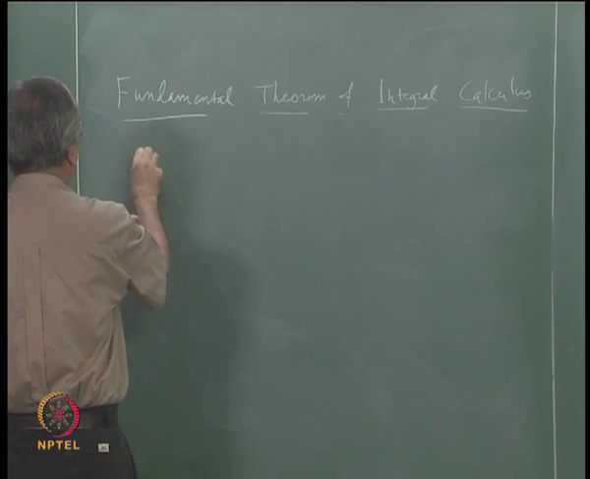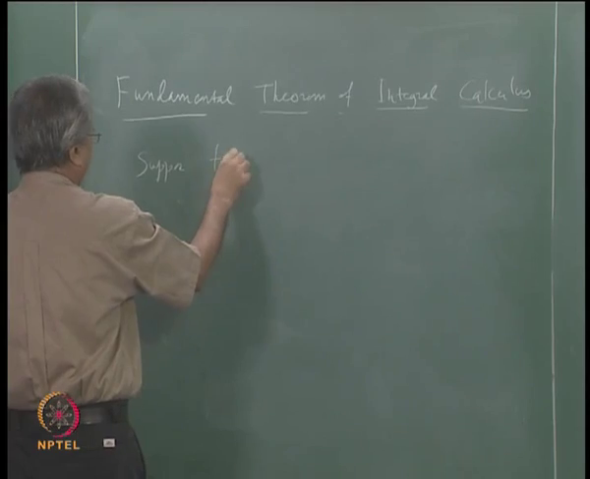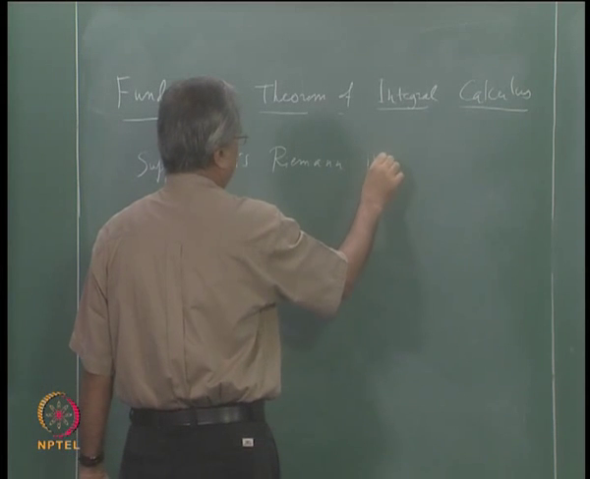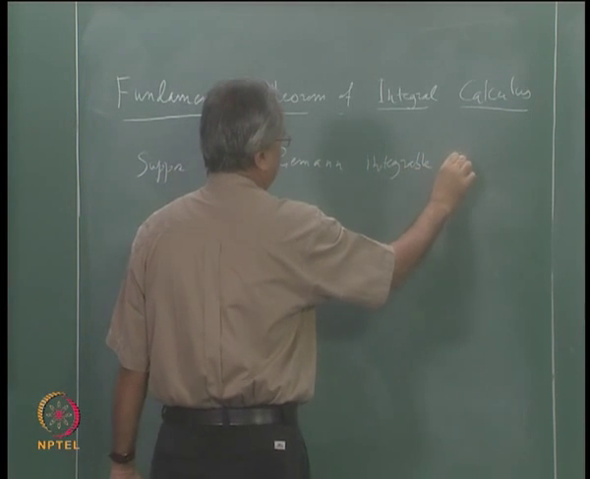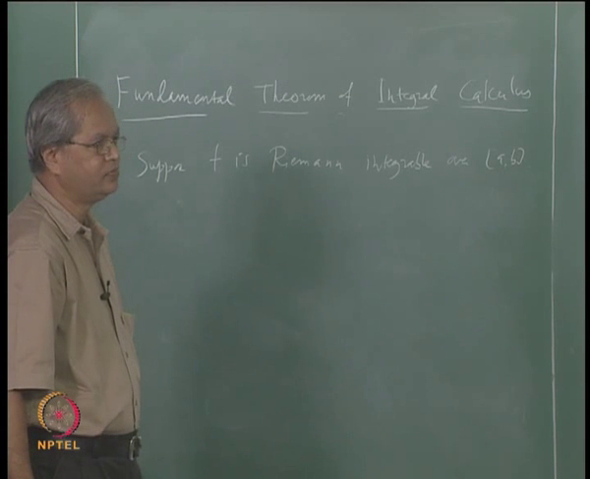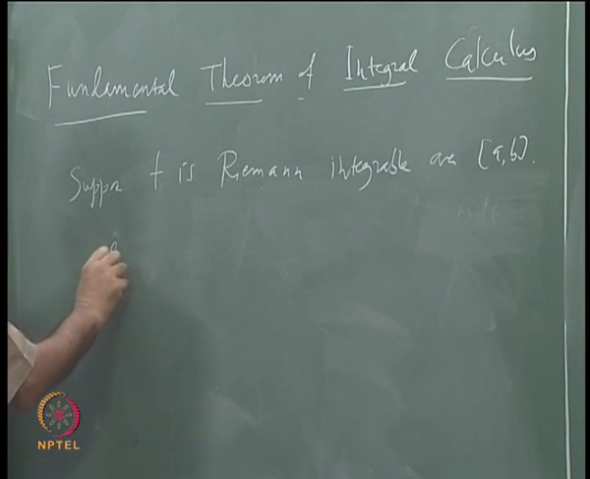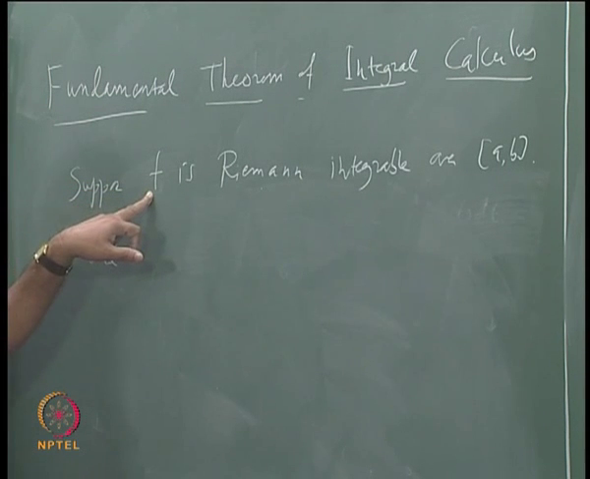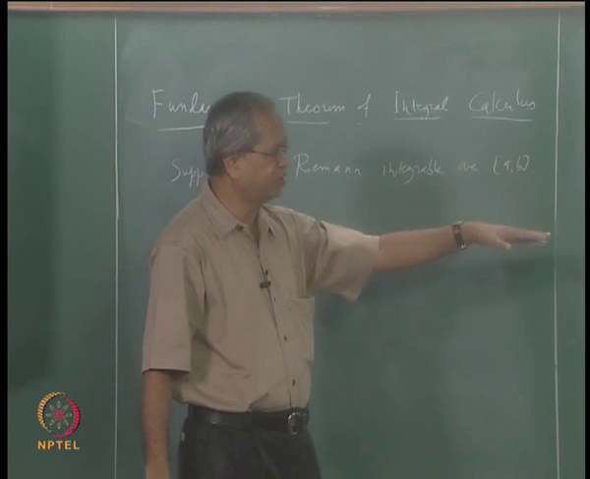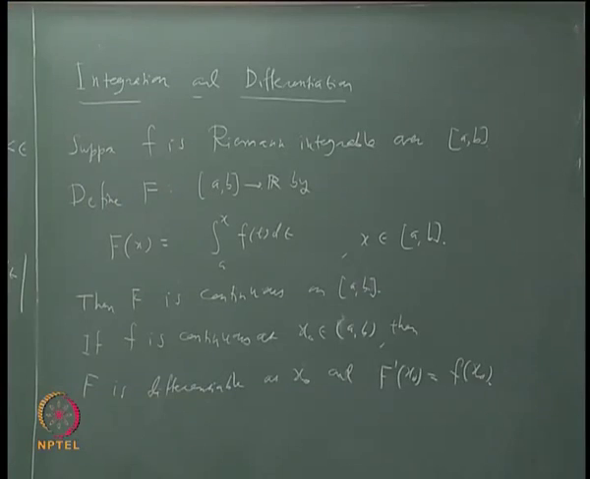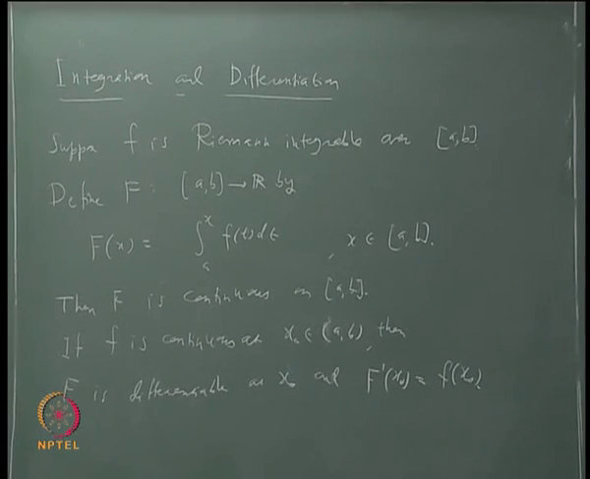Again, we start with an integrable function. Suppose f is Riemann integrable over [a, b]. We want to consider a function whose derivative is this given function small f. Normally I would have used the letter big F for that, but we have used that already for something else and want to use it in our proof, so I shall use some other letter.